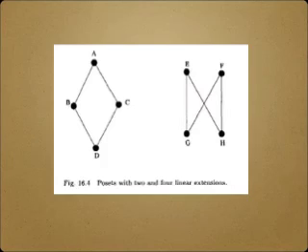The poset shown on the right in figure 16.4 has four linear extensions, as the set EF can be mapped onto {3, 4} in two ways, and GH can be mapped onto {1, 2} in two ways.